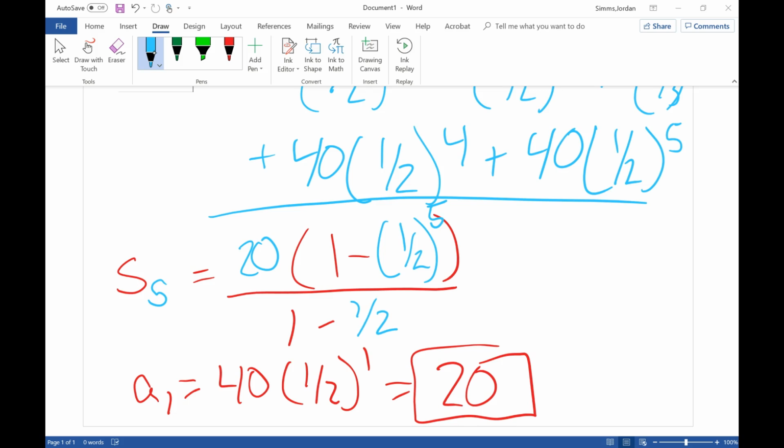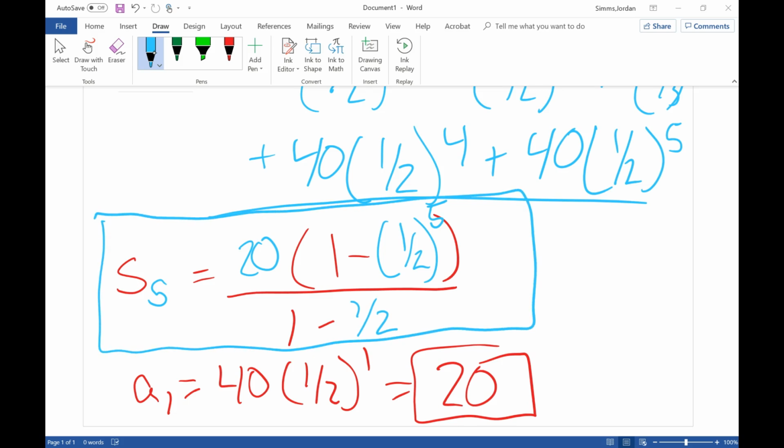So 1 minus a half. So that's going to be our formula right there. So you can evaluate that. You just do order of operations, and you're going to get the same answer.